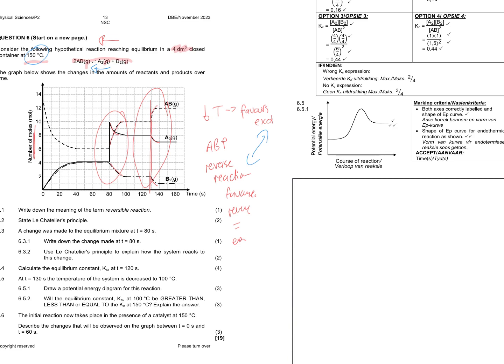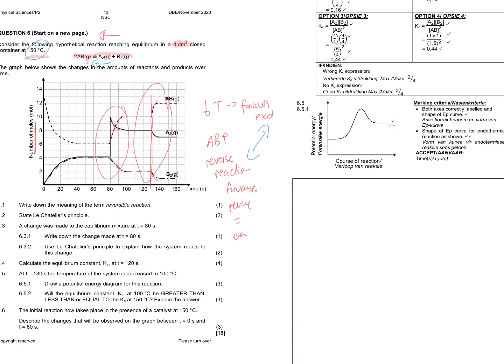Then they say, will the equilibrium constant be greater than, less than, or equal to Kc at 150? So the Kc at 100, the Kc at 150 is the one that we calculated and was 0.16. When we decrease the temperature, we favored the reverse reaction, and that means that the Kc value will decrease. If you favor the reverse reaction, you will have less products and the Kc value will decrease.